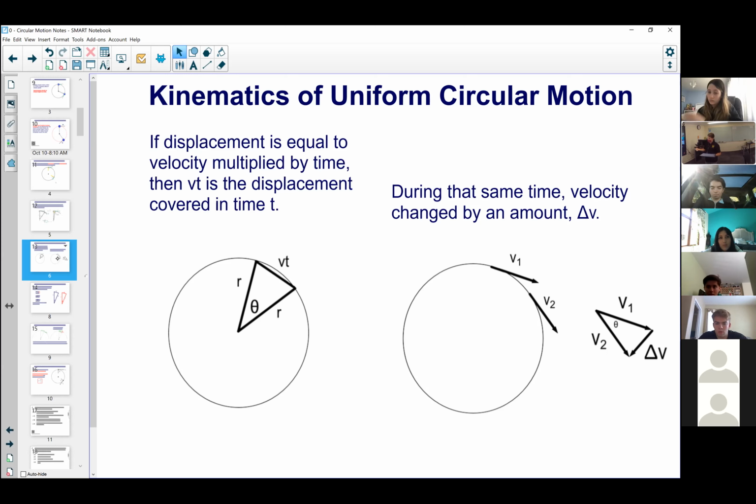A, no, it's not true. If the speed is constant, then the acceleration is equal to 0. B, no, it's not true. An object can accelerate only if there's a net force acting on it. C, yes, it is true. Although the speed is constant, the direction of the velocity can be changing. And then D, yes, it is true. If an object is moving, it is experiencing acceleration. So go ahead and put in the chat which of those answers you think is the correct answer.